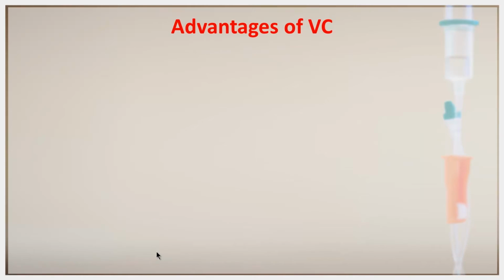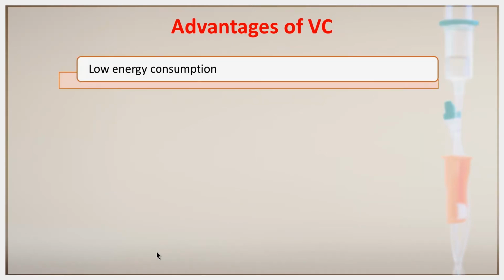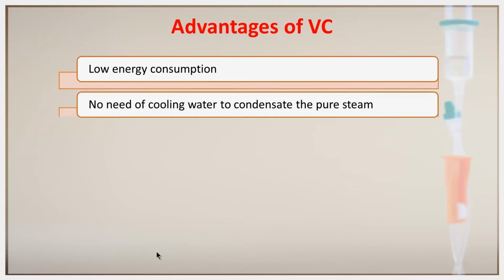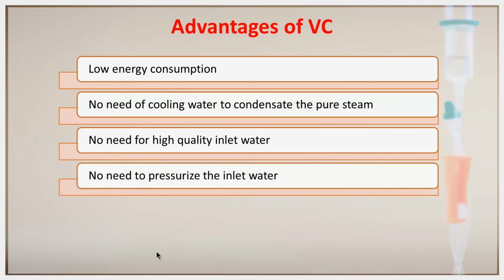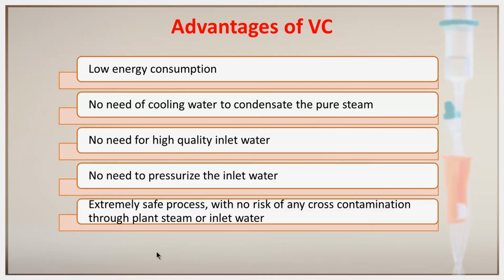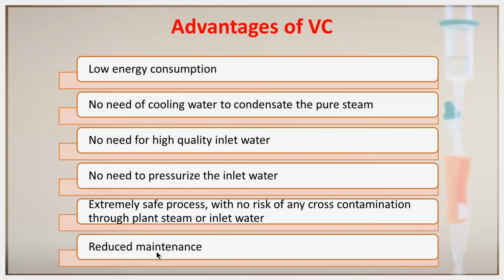Now, moving to the advantages of vapor compression still, it needs low energy consumption and there is no need of cooling water to condense the pure steam, no need of high quality inlet water, and no need to pressurize the inlet water. This process is extremely safe with no risk of any cross contamination through plant steam or inlet water, and reduced maintenance. And there is a disadvantage of this method, that it needs a high electric demand.